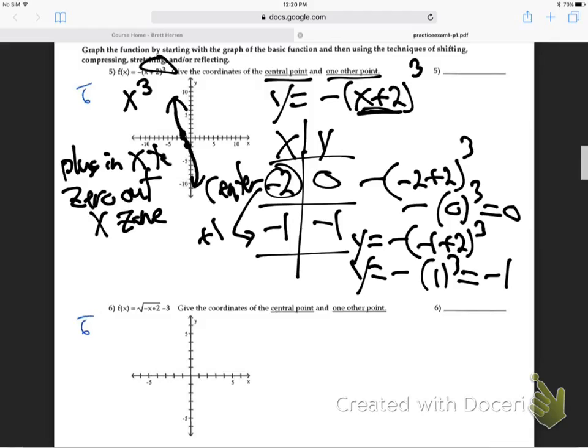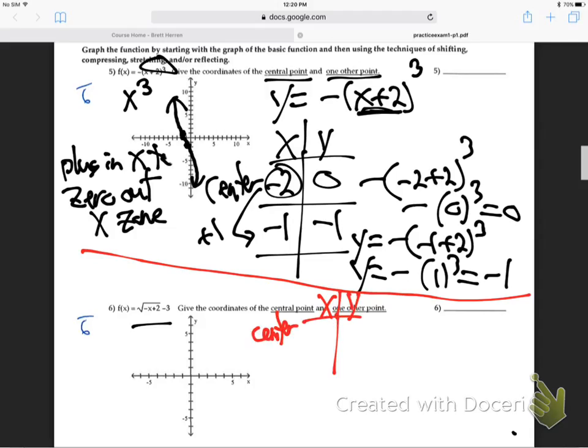Let's try the second one. How about this one? y equals the square root of negative x plus 2, minus 3. So give that a try, guys. Let me let you do that real quick. Find the center point and one other point. Right, so plug in for x whatever is going to zero out that little x zone. I'll let you do that for a minute.